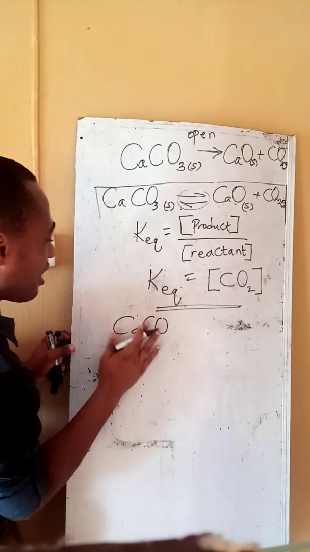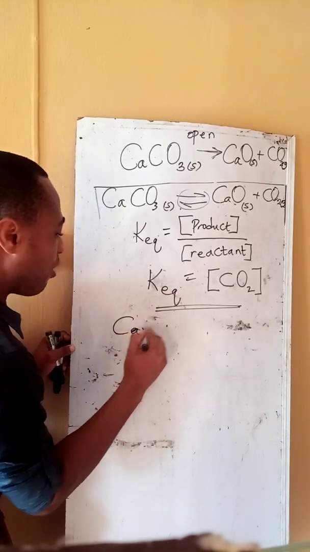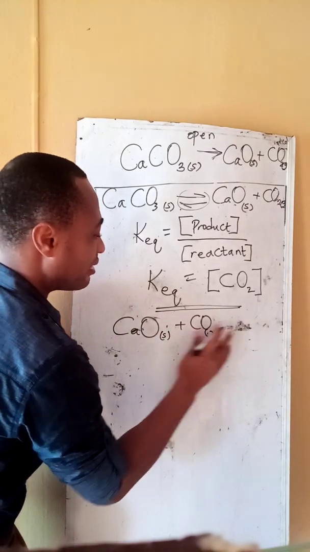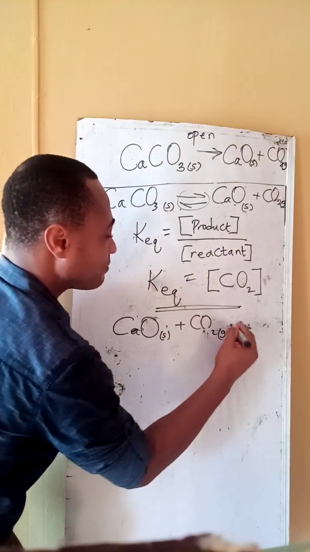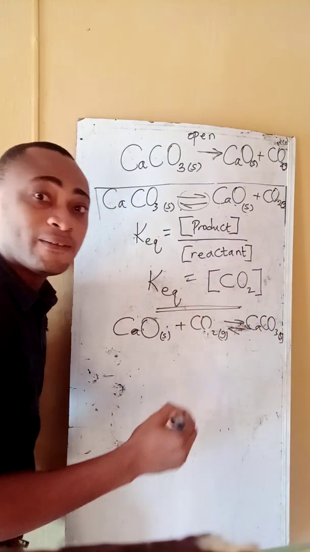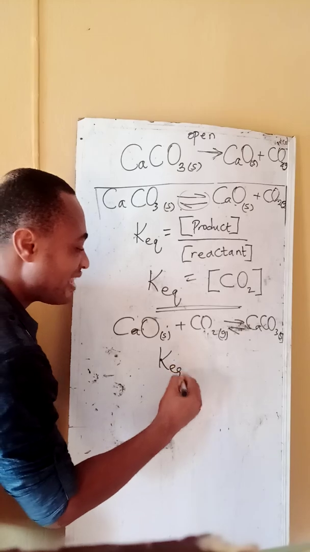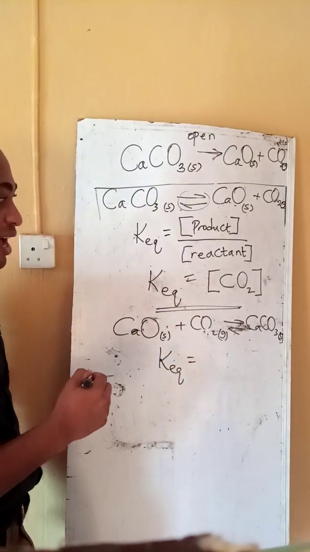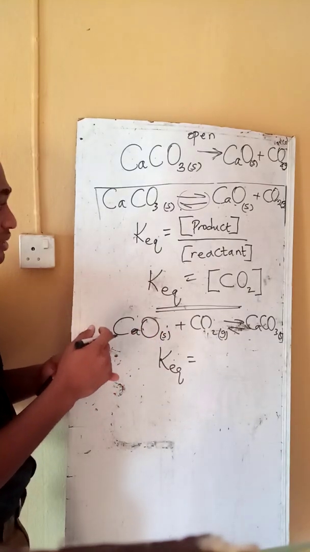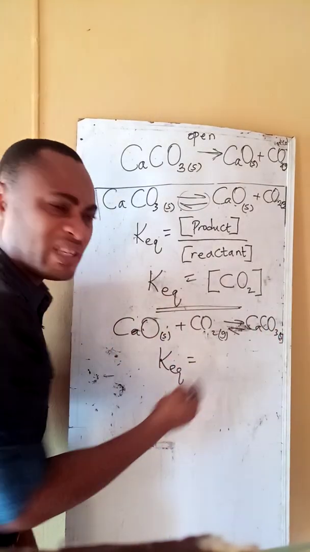Now, if I'm going to reverse this reaction, what if we have this? I have my calcium oxide, a solid, plus carbon dioxide, a gas, giving me calcium carbonate, a solid. And you're asked to get the KEQ, the equilibrium constant for this reaction. Now, this is my product, and these are my reactants. But look at the product. Did you see any gas?